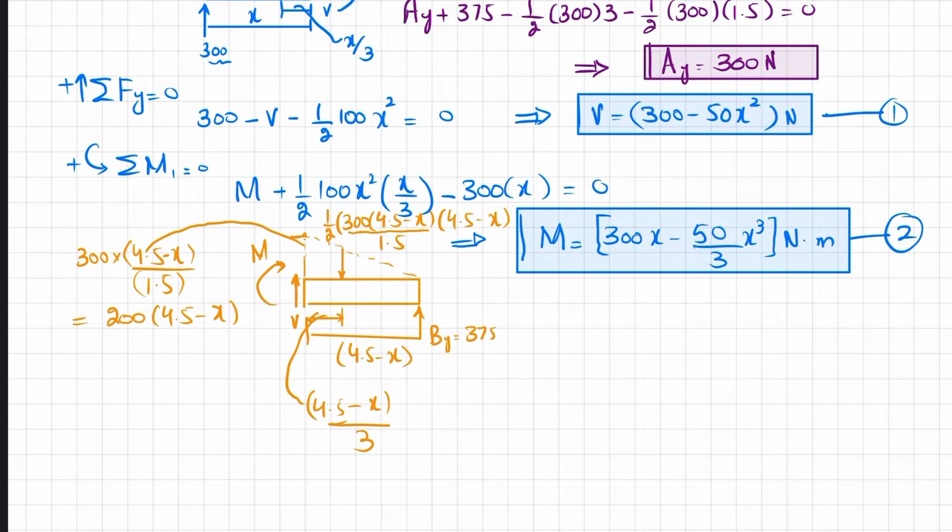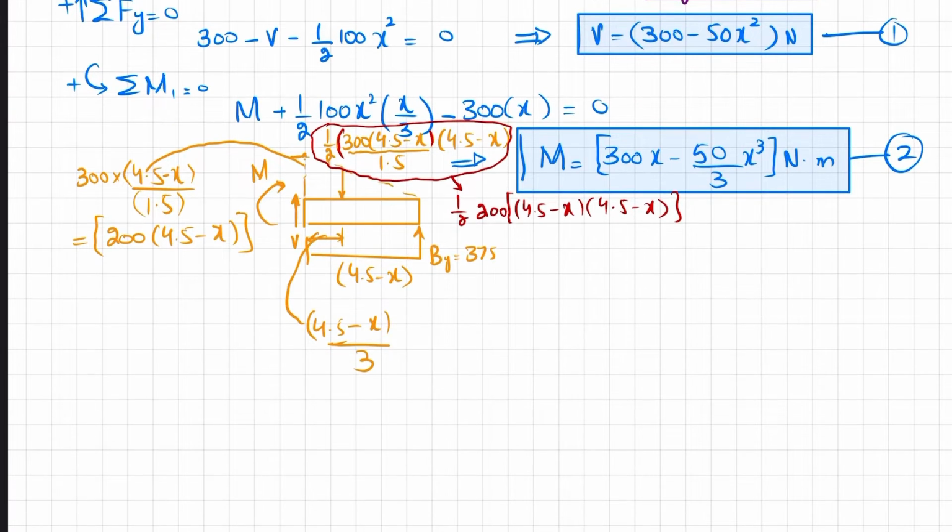So if I represent it like this, again this whole term, if you simplify it, it will be equal to 1 over 2 into 200 into 4.5 minus x into 4.5 minus x. Okay, now it's clear. All this term is equal to this.